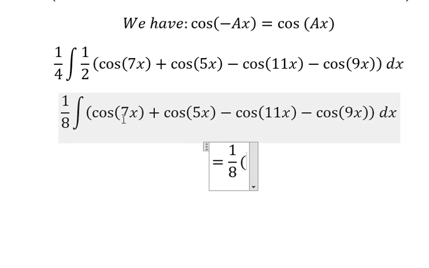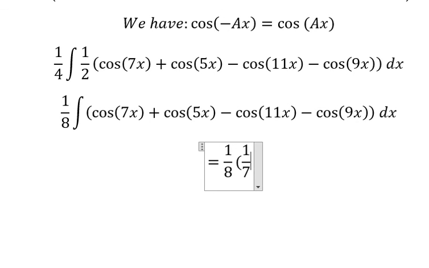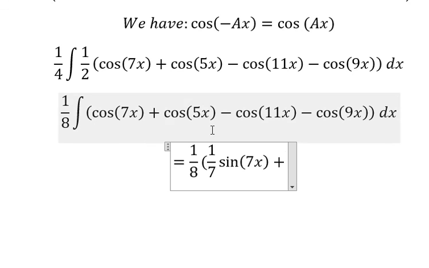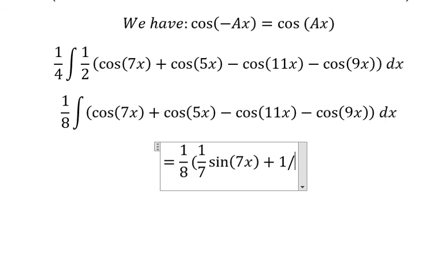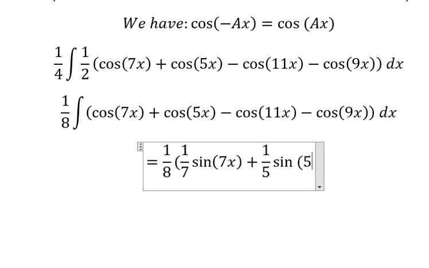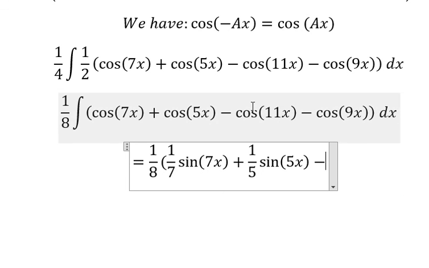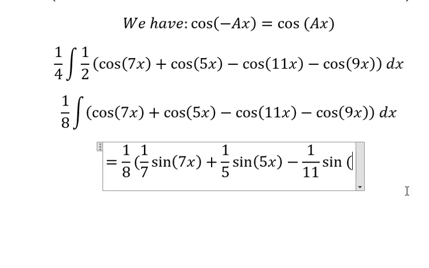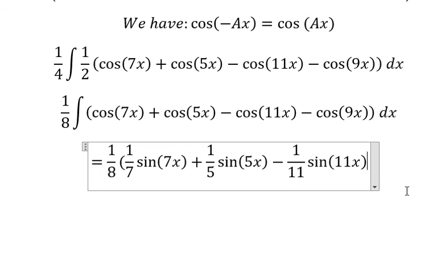The integration of cos 7x, we have 1 over 7 sin 7x. The integration of cos 5x, we have 1 over 5 sin 5x. The integration of cos 11x, we have 1 over 11 sin 11x, and so on in here.